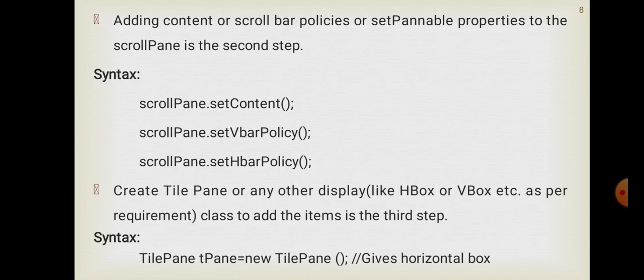Next, in the second step, you have to add the content to the scroll pane, set the policies, or set the pannable property for the scroll pane. For that we can use scrollPane.setContent, scrollPane.setVbarPolicy, or setHbarPolicy. Next we have to create the TilePane or any other display for this. For this we have to create an object for TilePane: TilePane object is equal to new TilePane(), which will give you the horizontal box.